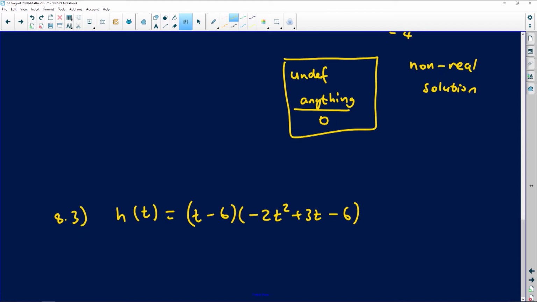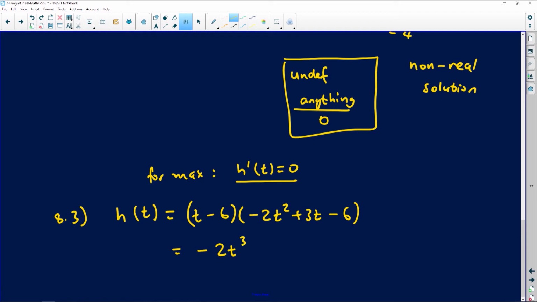Now I want to differentiate this. Remember, we just said for maximum, we have to find the derivative and equate it to 0, because the rate of change of height is 0 at any maximum point or any minimum point. So we're going to need to break these brackets first. So let's multiply. We're going to have negative 2t cubed.